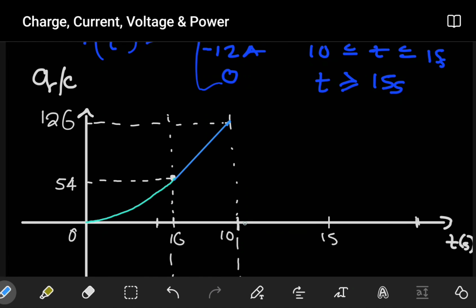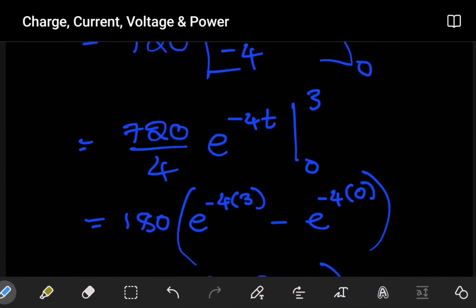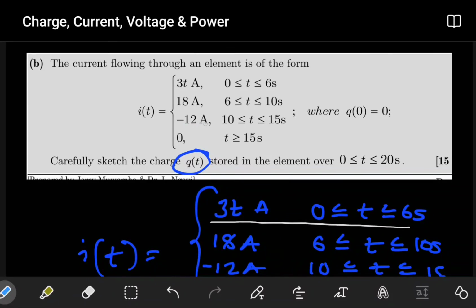Once this is done, then we can move on to the gap from 10 to 15 seconds. How do we handle that? Well, we go back to the question and we see that from 10 to 15 seconds, again, the current is equal to a constant. Being equal to a constant, we expect another linear relationship, just as we saw when it was equal to a constant 18, it was a linear relationship. So let's see how it will be now.